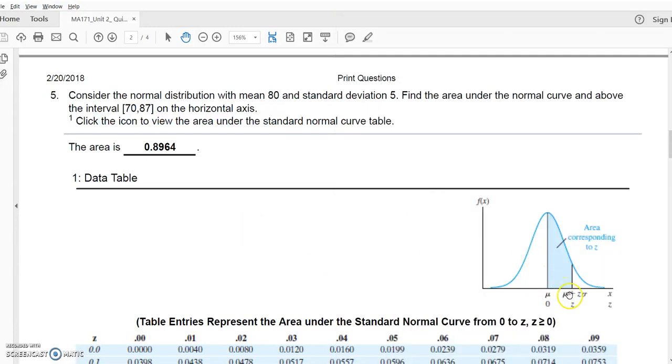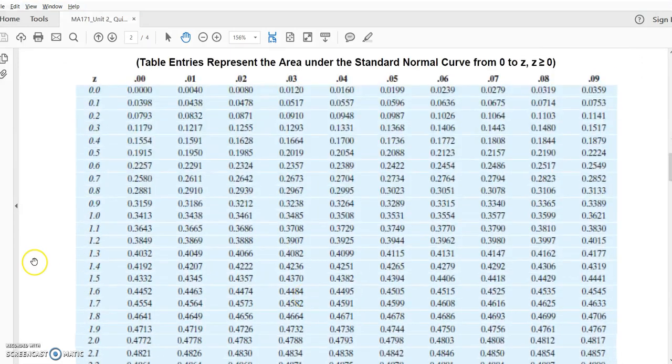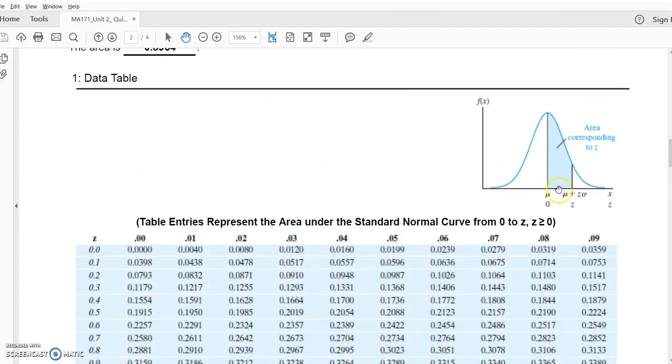1.4 is here and negative 2 is back here somewhere. So let's figure out 1.4 first. z of 1.4 is here, and since after the 0.4 there's no other decimal, the value is 0.4192. So write that down, 0.4192. That's the area under the curve. So imagine this is 1.4, so this is the shaded area.